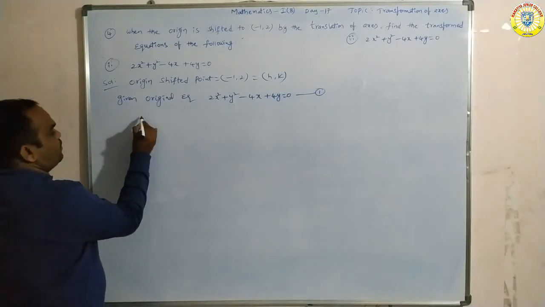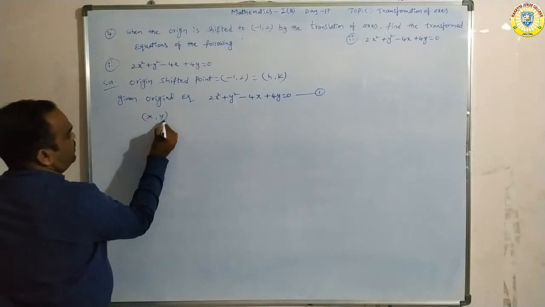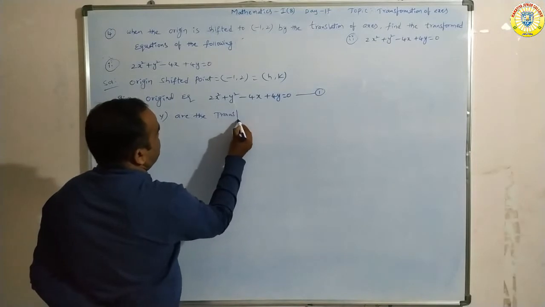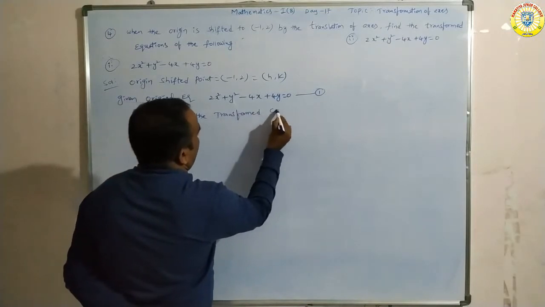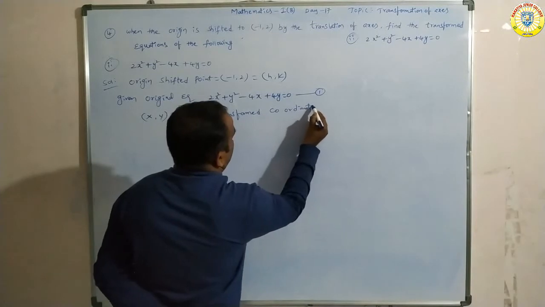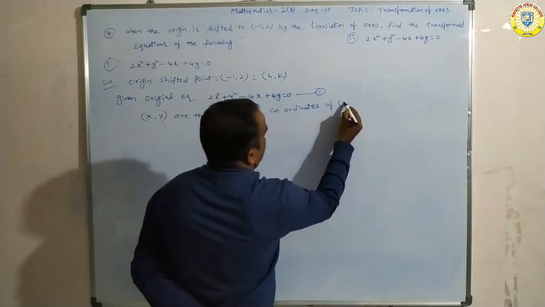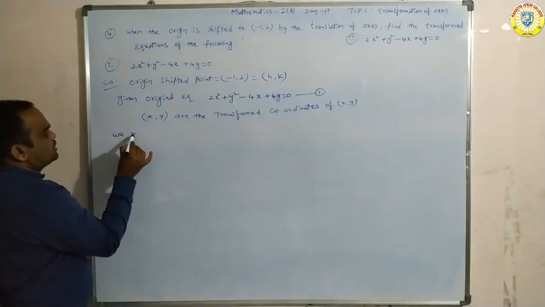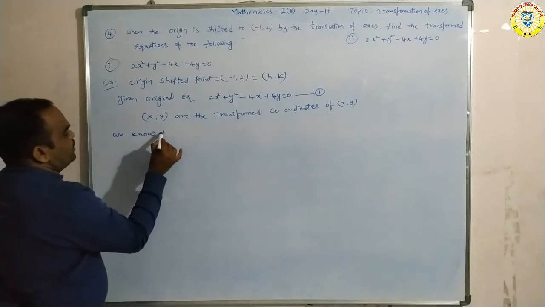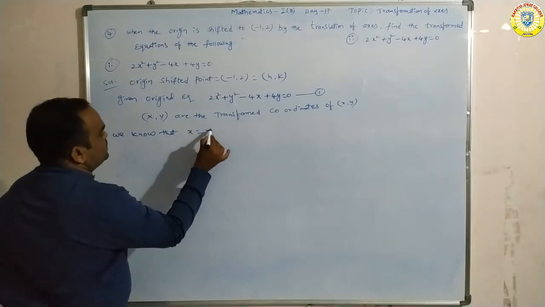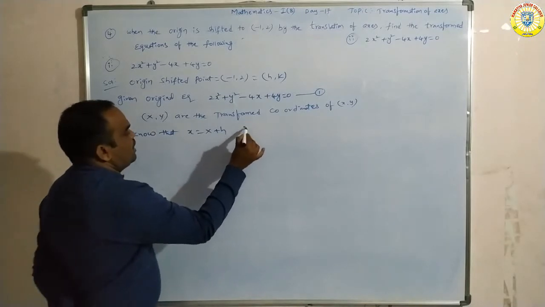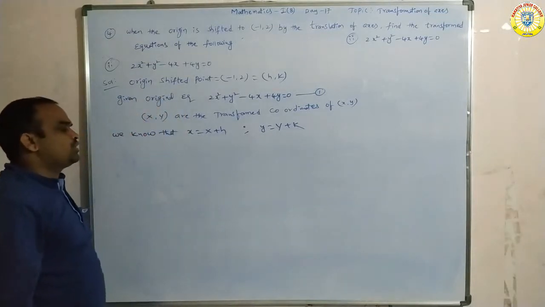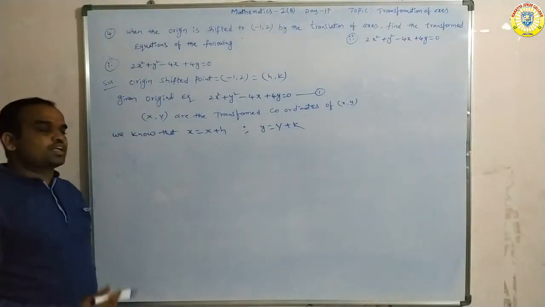Capital X comma capital Y are the transformed coordinates of which one, sir? Small x comma small y. Here we know the relation between the new coordinate system and the old coordinate system. Small x is equal to capital X plus h, and small y is equal to capital Y plus k.